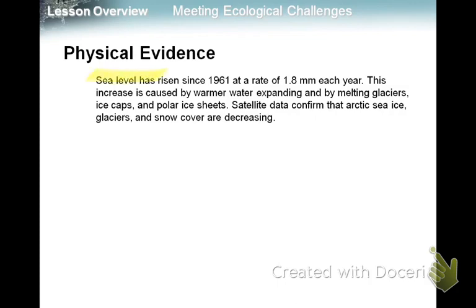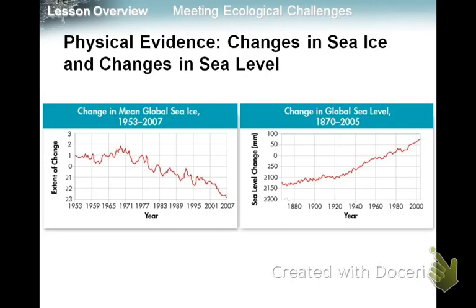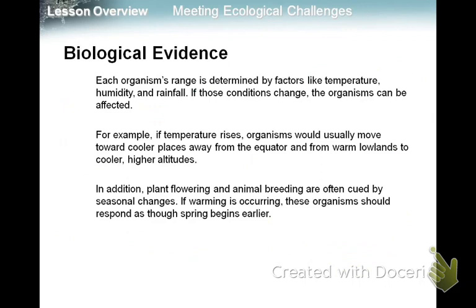Sea level has risen since 1961 at a rate of 1.8 millimeters each year. Warmer water is expanding, glaciers are melting, as well as ice caps and polar ice sheets. Satellite data confirm that Arctic sea ice, glaciers, and snow cover are decreasing. So on the left, you see the amount of sea ice represented. On the right, you see the sea levels represented. There's an indirect relationship there.